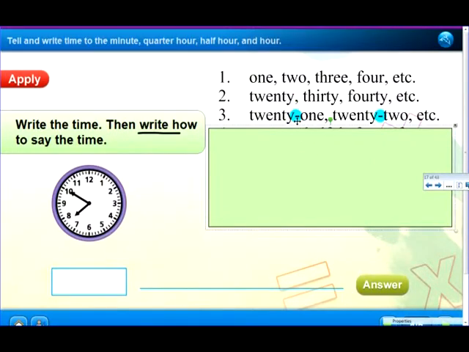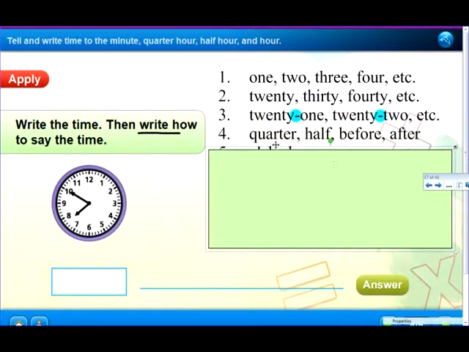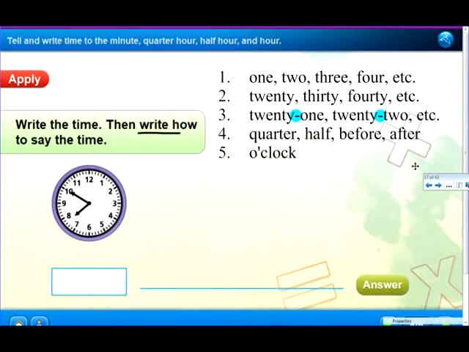That needs to be there when you write numbers that have 2 digits. So 21. What about 32? 30-2, etc. You get the point, right? You also have to know how to do quarter after, half, before, after. All those are terms that you have to know. And the most important one, o'clock. You need to be able to write O apostrophe clock. Most important. So let's see if we can do this one.